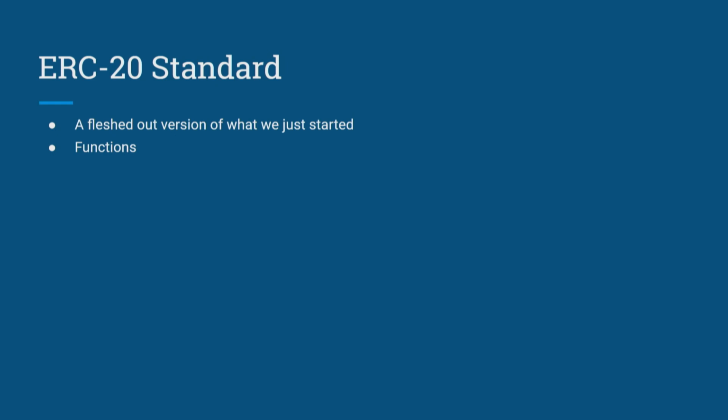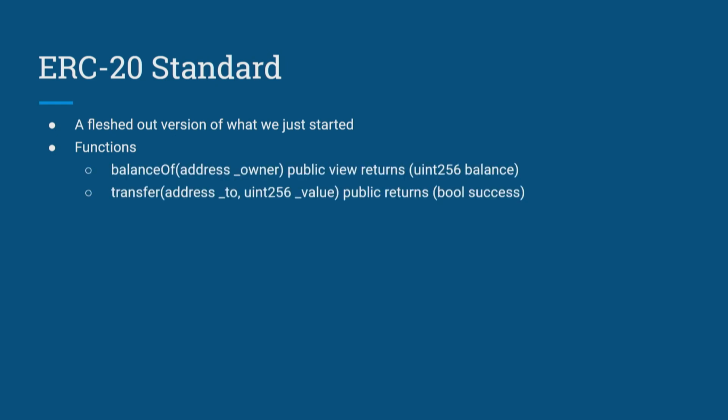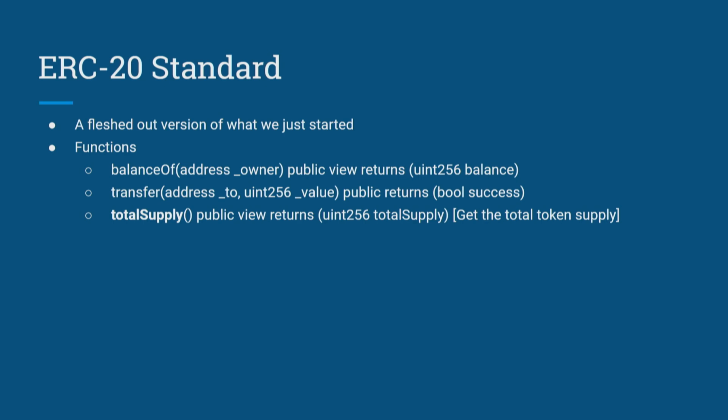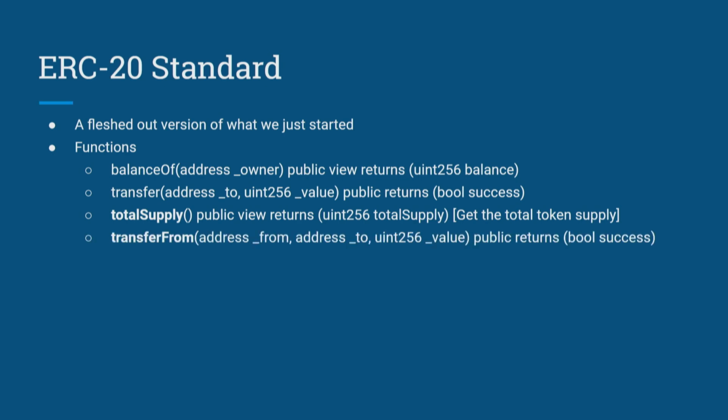So, right, that's pretty basic. But there's this thing called the ERC-20 Standard, which is a little bit more fully featured, which is nice. So it has these two functions, which we just wrote. It also has a total supply function, which is useful. But it also has these extra functions, transfer from and approve.